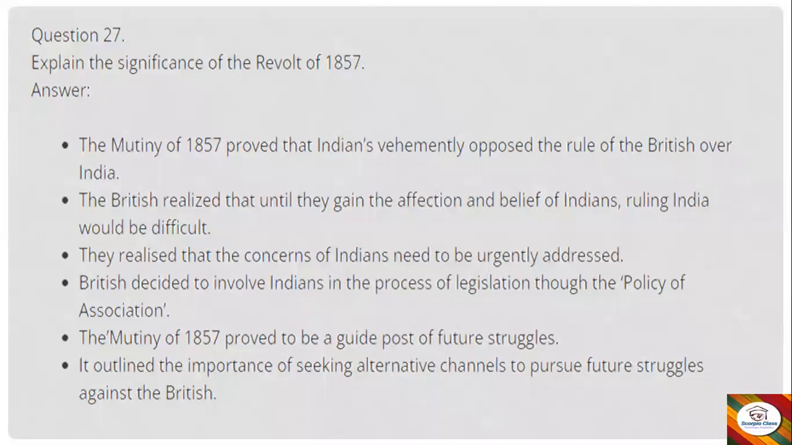Explain the significance of the revolt of 1857. So what is the importance of the revolt of 1857? The following points can be written as an answer.